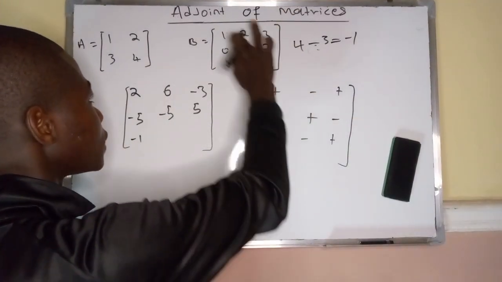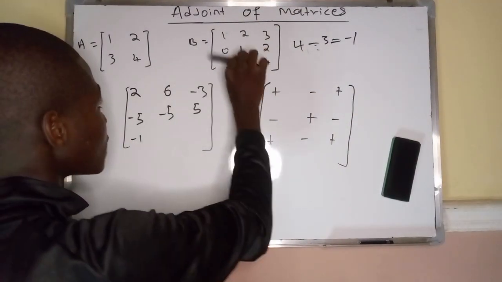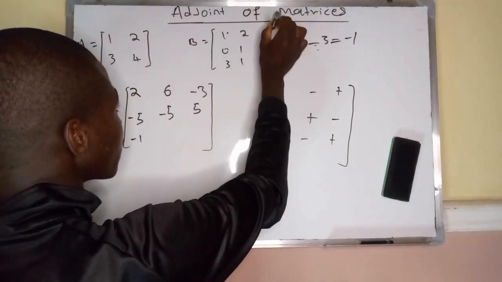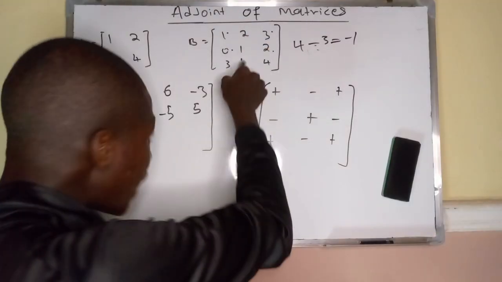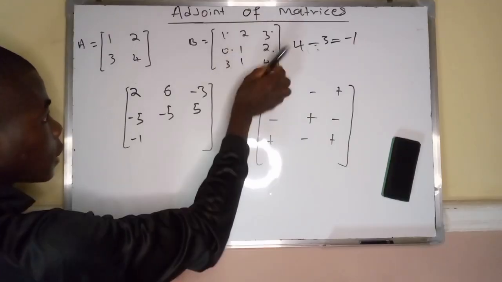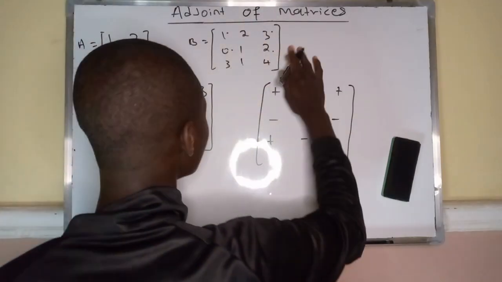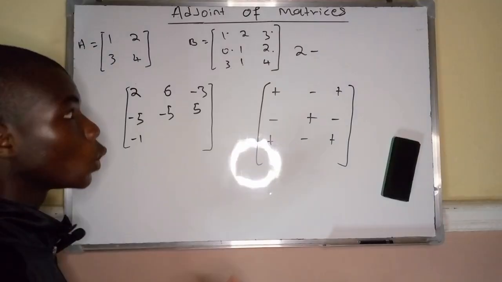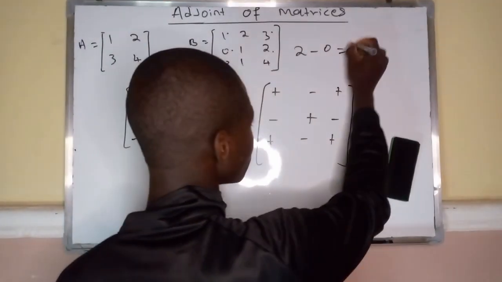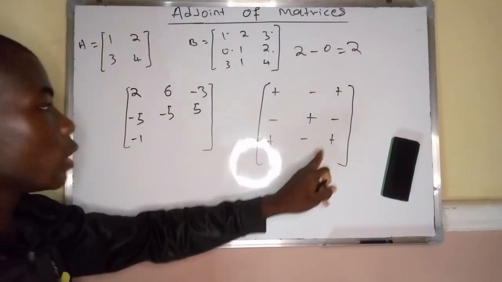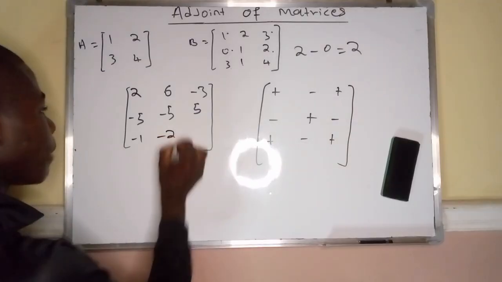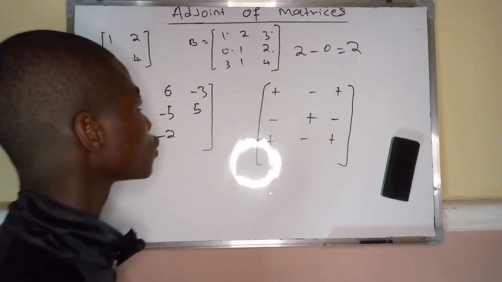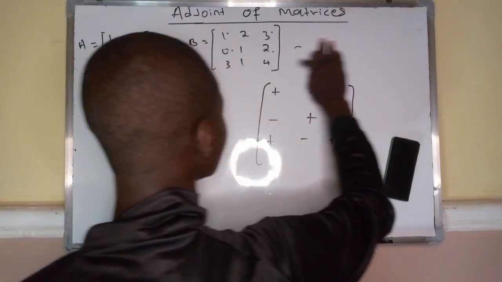And therefore let me find the minor of 1. I will delete this, I will delete this. I'm having 1, 3, 0, and 2. 1 multiplied by 2, which is 2, minus 3 multiplied by 0, which is 0. Therefore, it is equal to positive 2. Positive 2 multiplied by negative sign, which is minus 2.